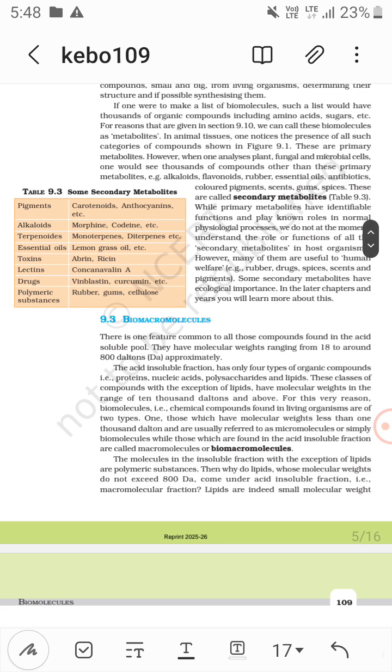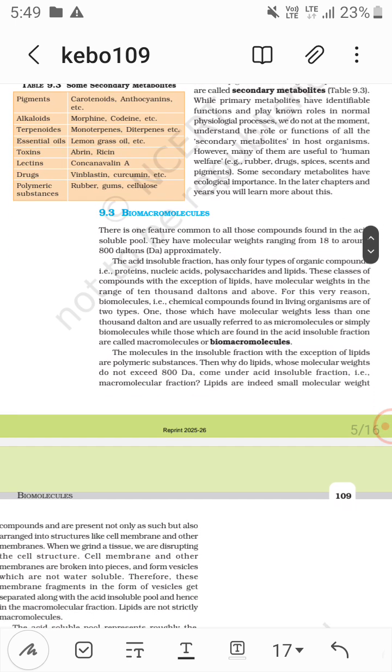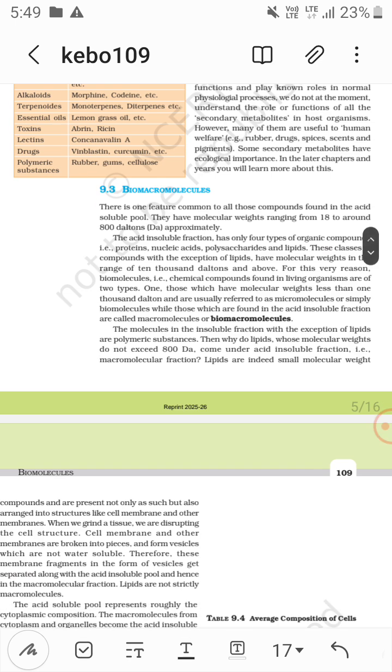And secondary metabolites arise through the metabolism of the primary ones. Just remember the secondary metabolites, these have no known normal function in physiological processes. Examples: alkaloids, flavonoids, rubber, essential oil, antibiotics, color pigments, scents, gums and spices. They do not have normal functions. They are useful to human welfare: rubber, drugs, spices, scents and pigments, and they have ecological importance.